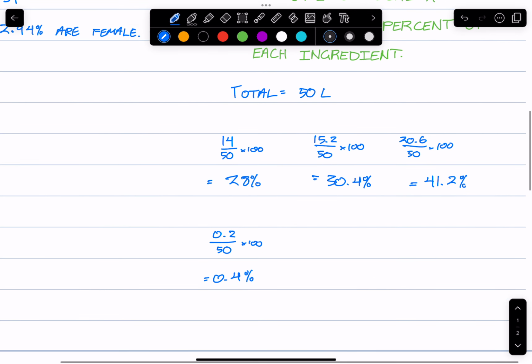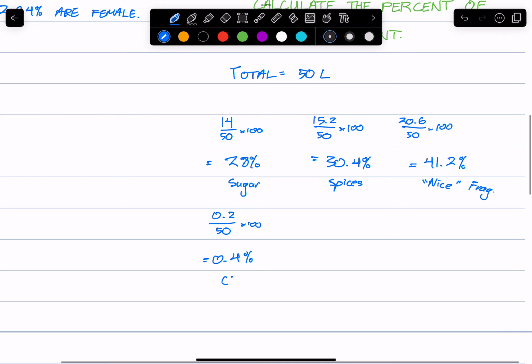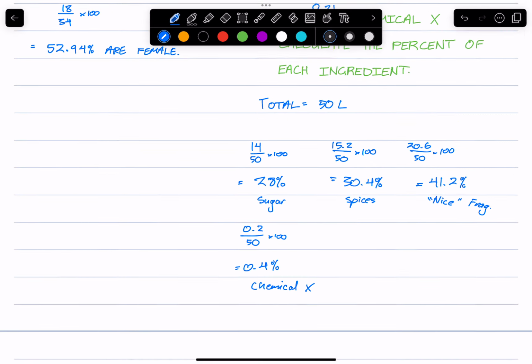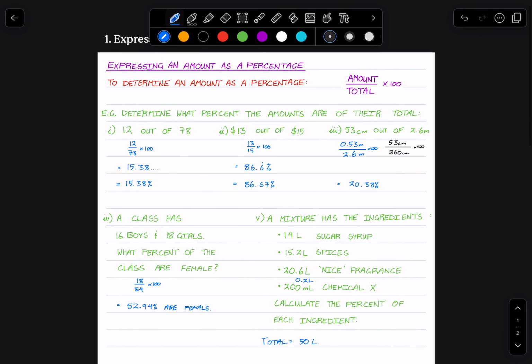And of course for these we would label each of them. So this is going to be sugar syrup. This would be the spices. This would be just, we'll call it the nice fragrance. And for this one, it's going to be chemical X.